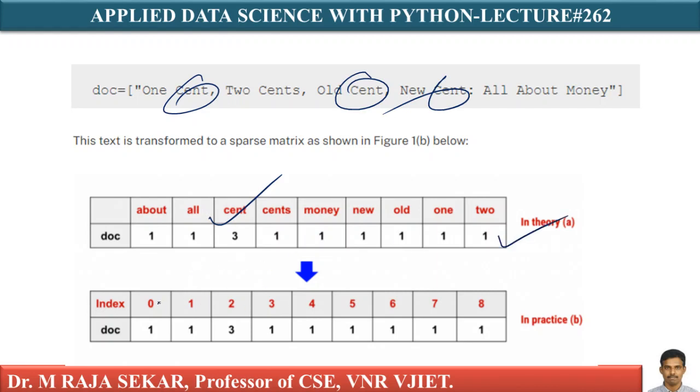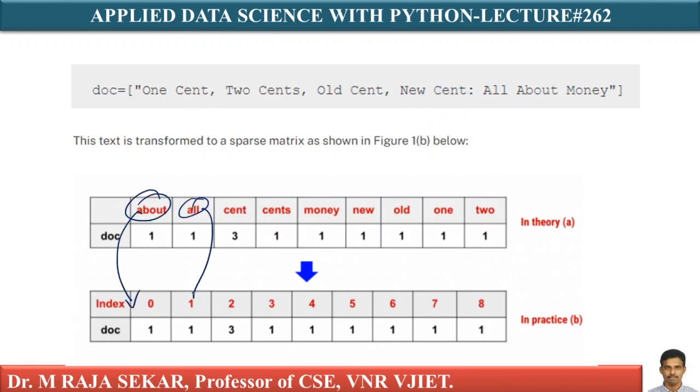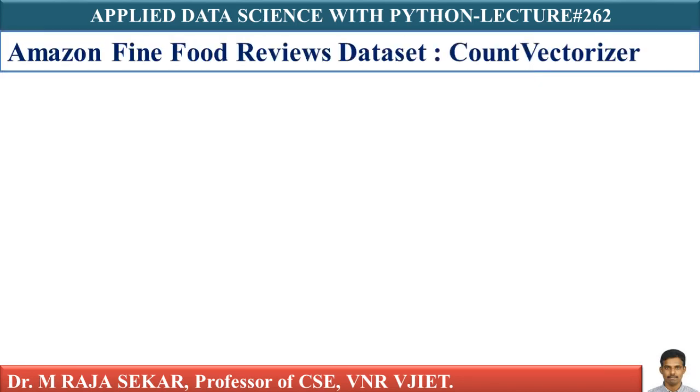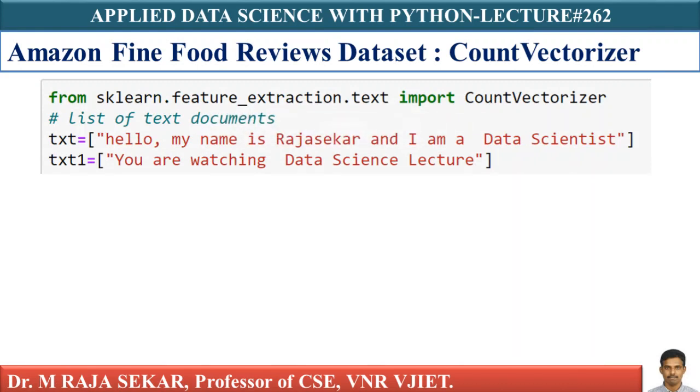This is theoretically, but practically what happens? This will be coded as 0, this will be 1, this 'cent' is 2, 'cents' is 3, like this. We will try to understand. I already discussed this in my previous lecture, but as it is a very important concept, I am revisiting this one.